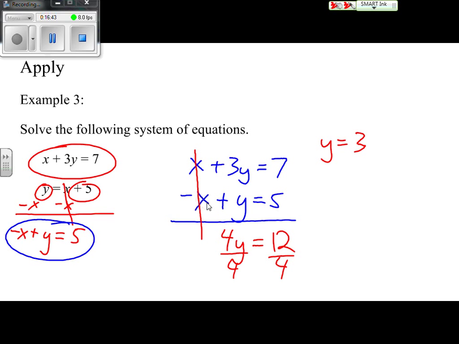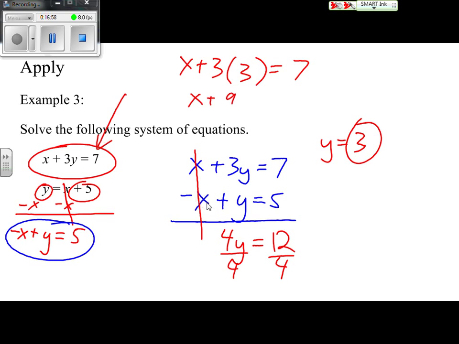Now I still need to find my x. I'm liking this first equation because x is almost by itself, so I'll use that one. I've got x plus 3y equals 7. Well, what is y? Y equals 3. So x plus 9 equals 7. Subtract 9 from both sides, and I end up with x equaling negative 2. So my final ordered pair is negative 2, comma 3, which is exactly what we got doing it the other way.